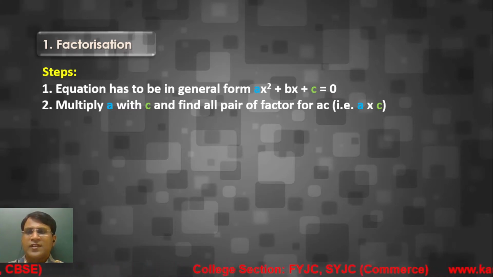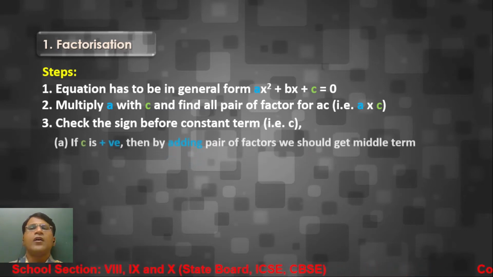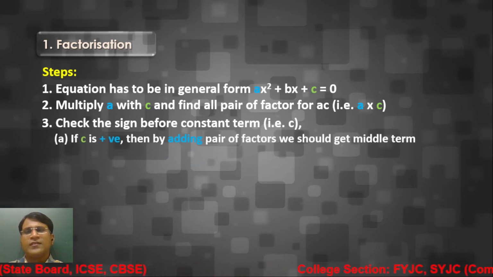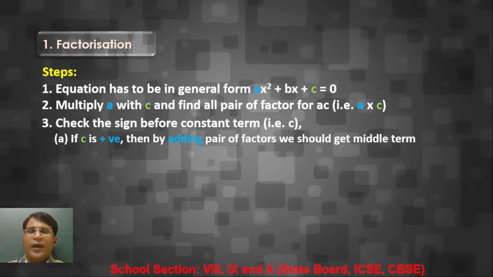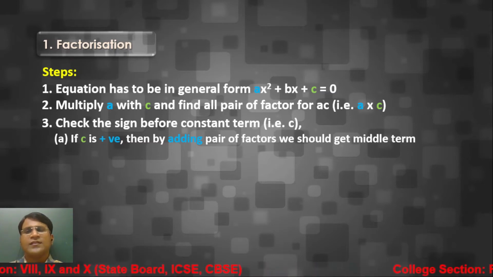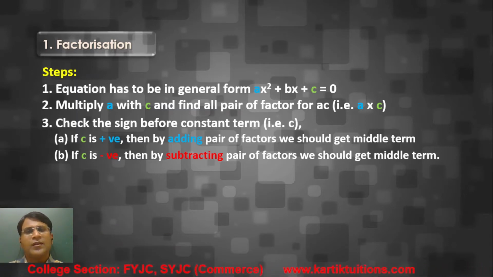Then the third step is to check the sign of the constant. Here our constant is c, so we have to see whether before c a plus sign is there or a minus sign is there. If there is a plus sign before c or if c is positive, then by adding the pair of factors we should get the middle term. And if a minus sign is there before c or if c is negative, then by subtracting the pair of factors we should get the middle term.